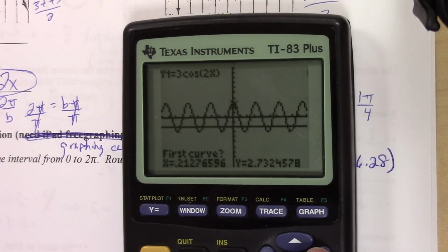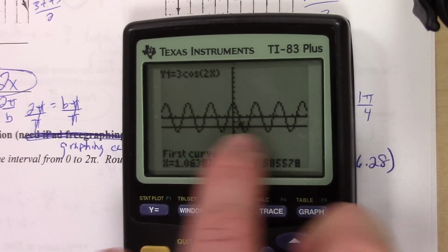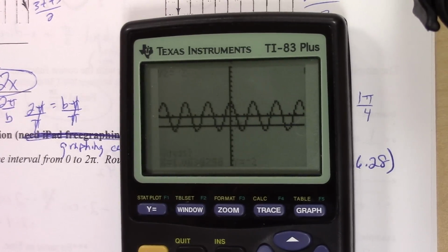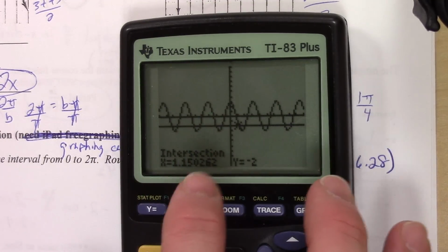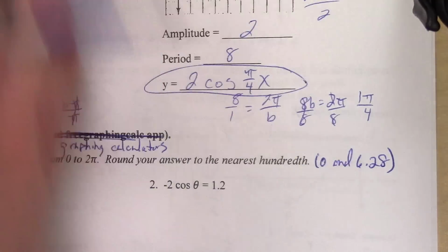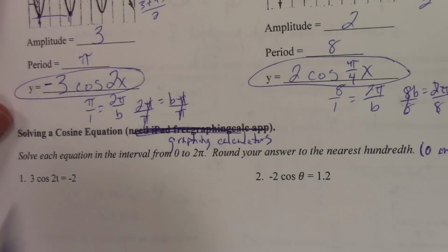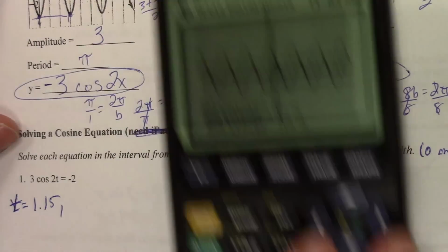Remember, you have to get close to the point. Be careful, that's the x-axis. It's real close to the point of intersection between the curve and this straight line down here. So I'm going to move to where it's close and press enter, enter, enter. It gives me the value. I know negative 2 is the answer. What I want is the 1.15. I say round everything to the nearest hundredth, which means 2 decimal places. So for this problem, t equals 1.15. That's my first answer.